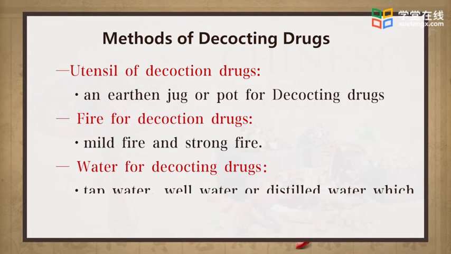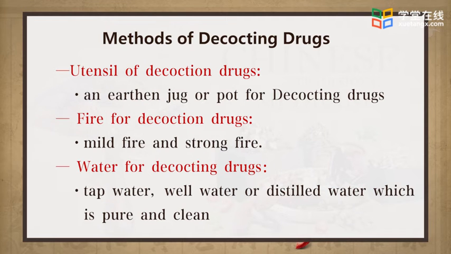The fire for decocting drugs includes mild fire and strong fire. Usually, strong fire is used until the water boils, followed by mild fire for a certain duration. The drugs are decocted after they have been thoroughly soaked for 20 to 30 minutes. Special decocting methods should be noted in the prescription.